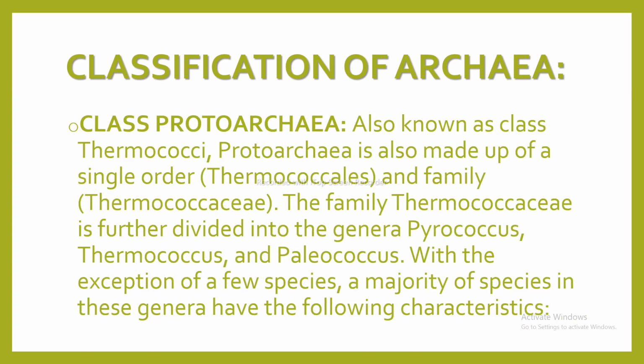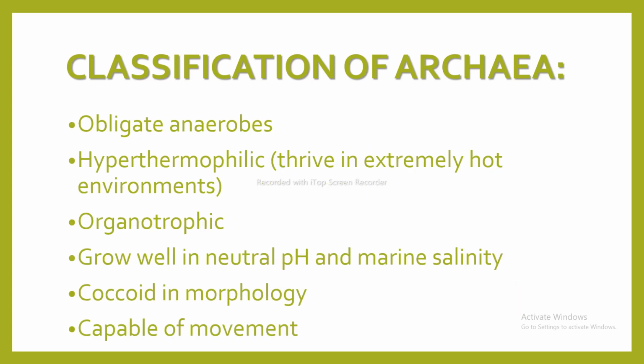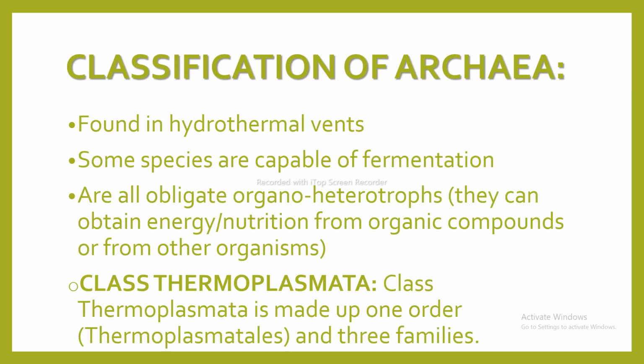Next is the class Protoarchaea, also known as the class Thermococci. Protoarchaea is also made up of a single order which is called Thermococcales, and the family which is called Thermococcaceae. The family Thermococcaceae is further divided into the genera Pyrococcus, Thermococcus and Paleococcus. With the exception of a few species, a majority of species in these genera have the following characteristics: obligate anaerobes, hyperthermophilic that thrive in extremely hot environments, organotrophic, grow well in neutral pH and marine salinity, and coccoid in morphology, capable of movement, found in hydrothermal vents. Some species are capable of fermentation. All are obligate organoheterotrophs, so they can obtain the energy and nutrition from organic compounds or from other organisms.